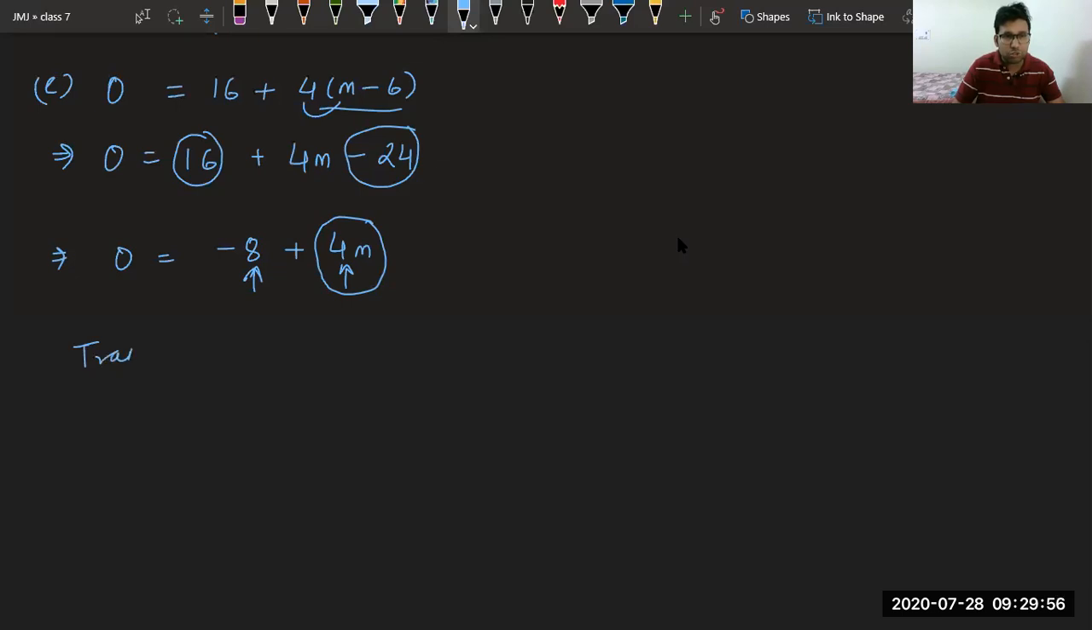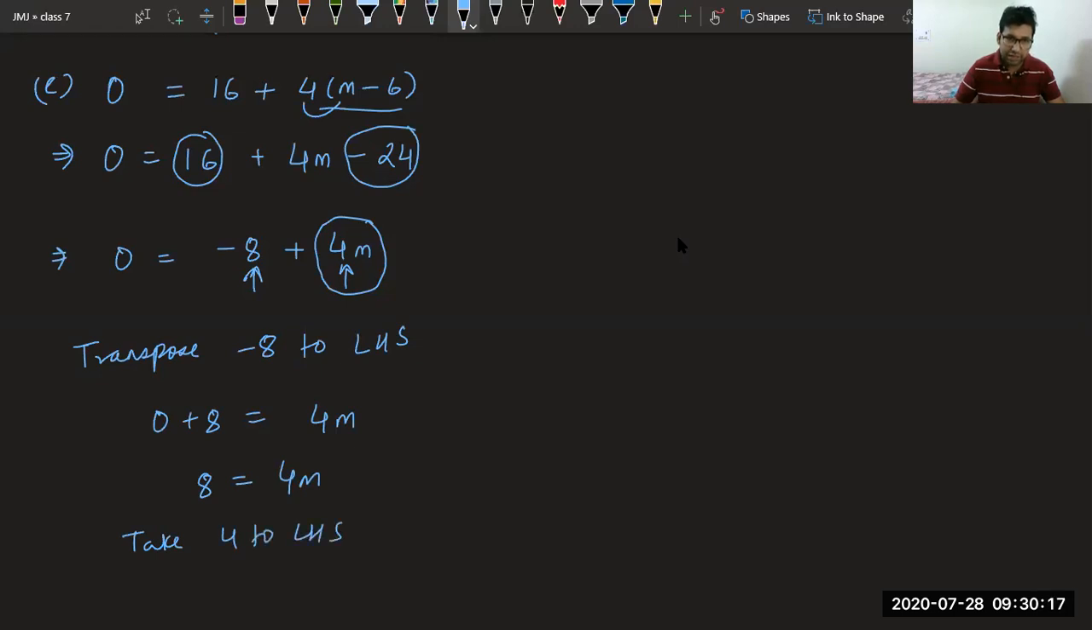So transpose minus 8 to left hand side, it becomes 0 plus 8 is equal to 4m, which becomes 8 equal to 4m. Now we can take this 4 to the left hand side. Here it is multiplying, there it will divide. So answer will be 8 upon 4 is equal to m. So answer is 2.